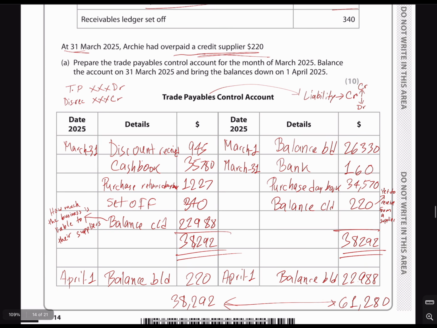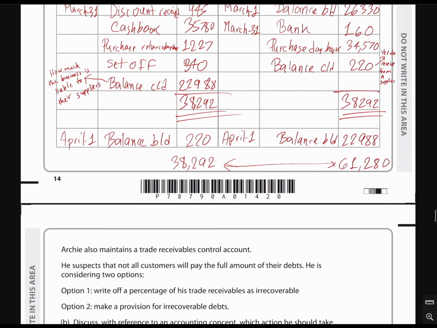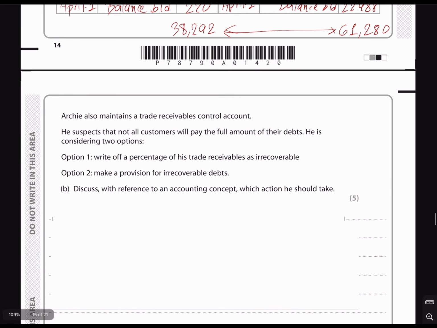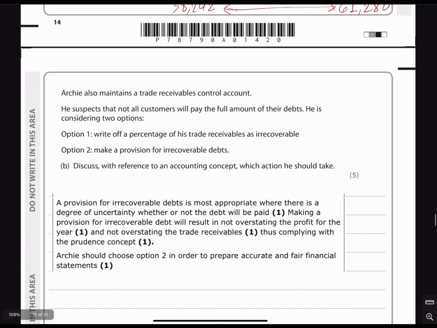So this is the solution for these 10 marks. Here Archie also maintains a trade receivable control account. He suspects that not all customers will pay the full amount of their debts. He is considering two options: write off a percentage of his trade receivable as irrecoverable, or make a provision for irrecoverable debts. So you can choose either one. If you're choosing this one, just put the same answer here.